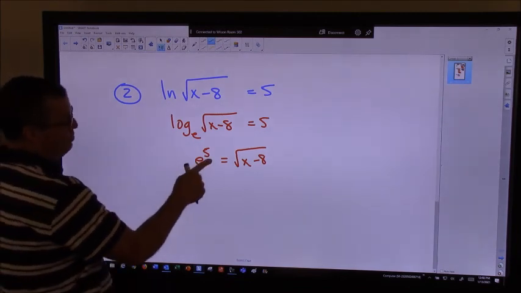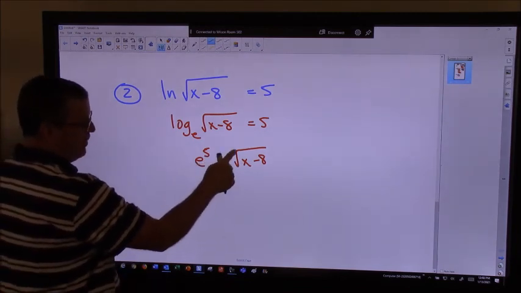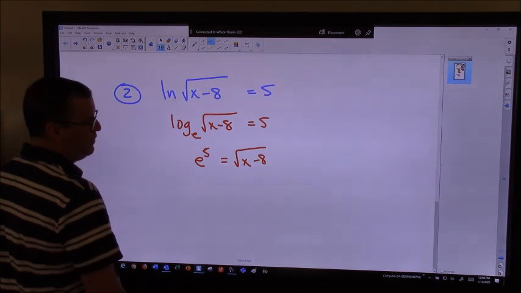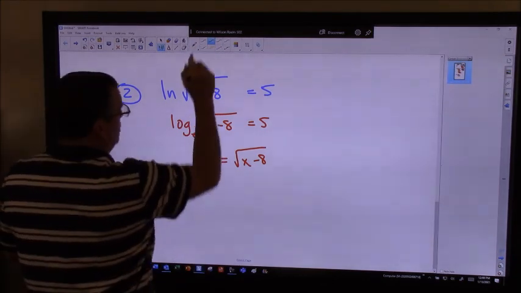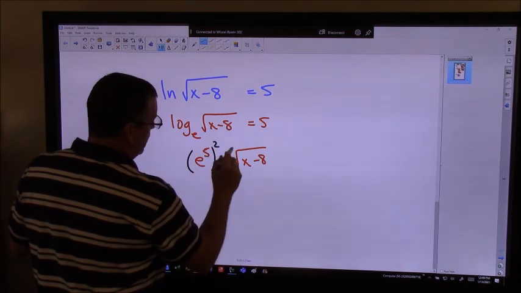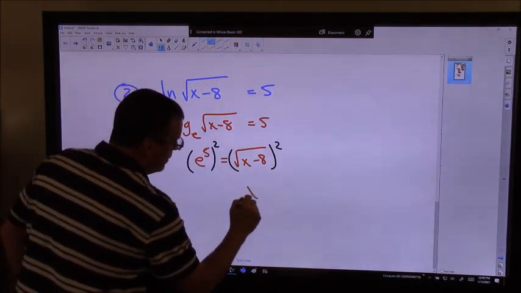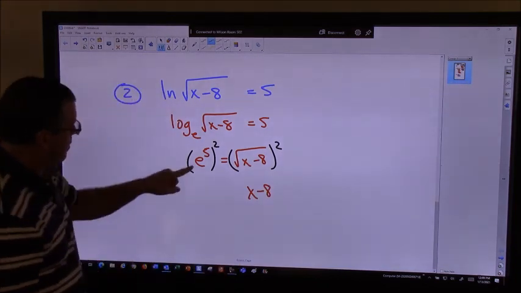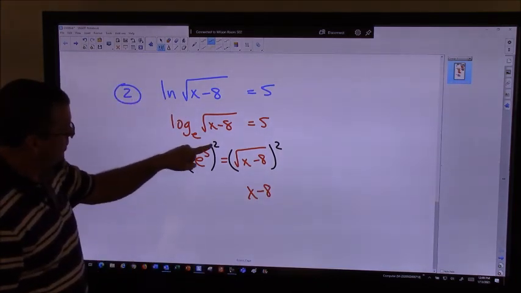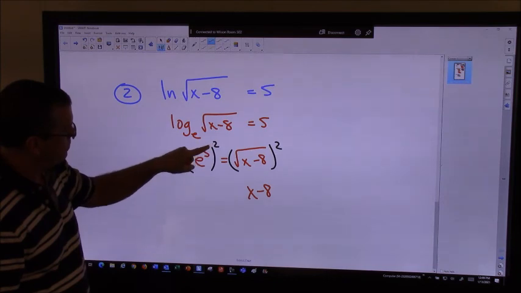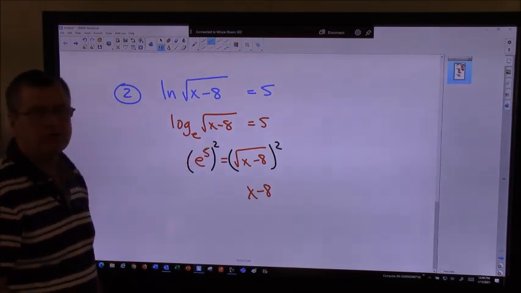So now to get x by itself, I first of all have to get rid of the square root, which means I need to square both sides. If I square this side and I square this side, I know that over here I'm going to get just x minus 8. Here I have to think: when you raise an exponent to an exponent, you're supposed to multiply those. So that's e to the 10th power.